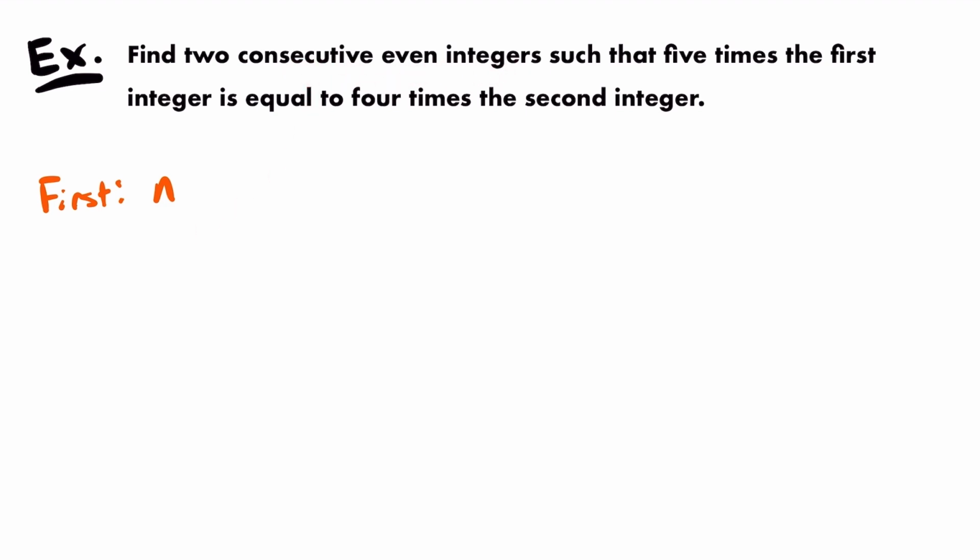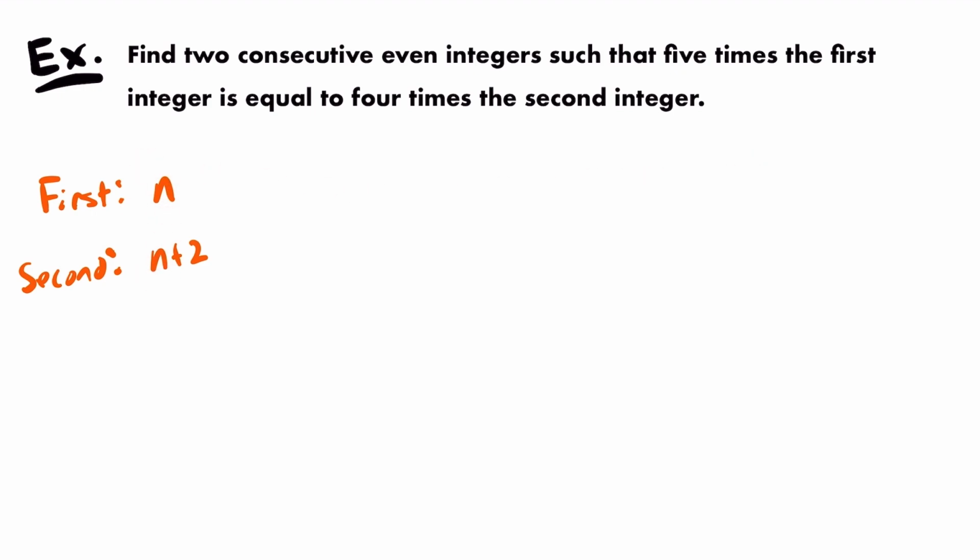We're only looking at the even ones, so to get the next one, you have to add 2, not just 1. Okay, so the second consecutive even integer will be n plus 2. Now specifically, those two consecutive even integers should be such that 5 times the first is equal to 4 times the second. All right, now this is very important because this part is giving us an equation that we can set up.